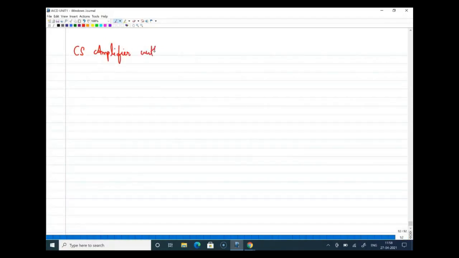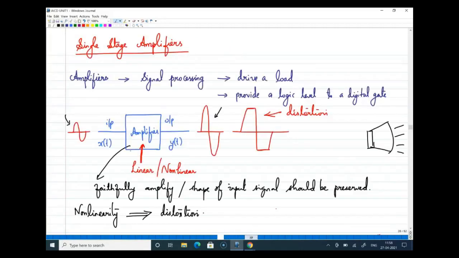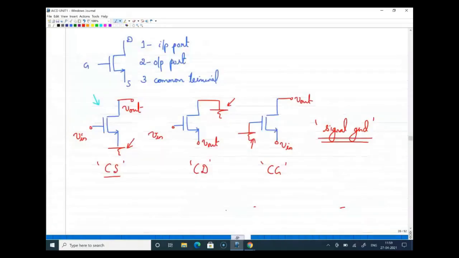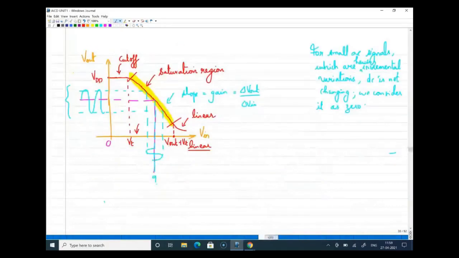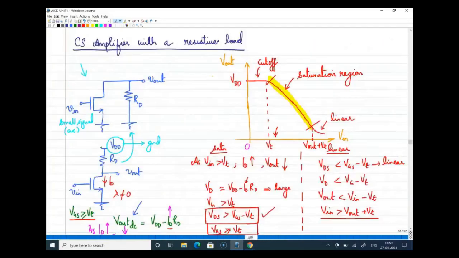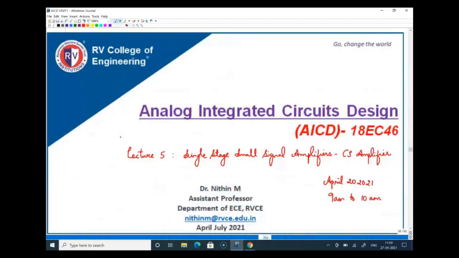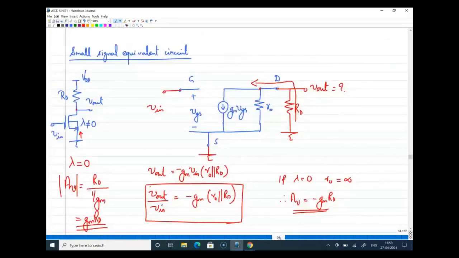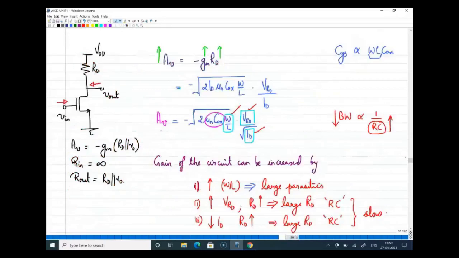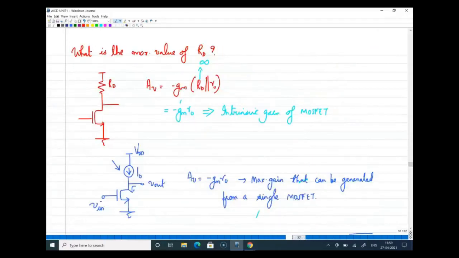Moving on, I am bringing you to another variant that we call the CS amplifier with a triode load. We started with the CS amplifier with resistive load, and we saw that the maximum resistance can be obtained by placing R0 as infinity. That will give you the intrinsic gain from the MOSFET.